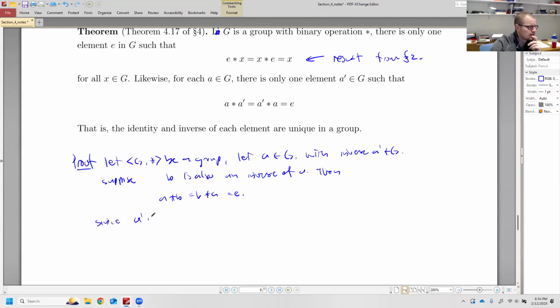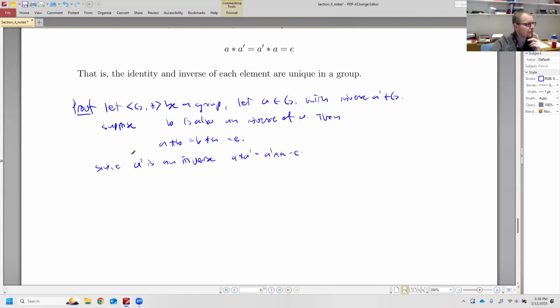Since A prime is an inverse, this is where we do rough drafts and final drafts. I should have written this up here when I specified that A prime is an inverse. But since A prime is an inverse, we also have that A star A prime is equal to A prime star A, which is also equal to E. Then, right, I can just use this guy and that guy. They're both equal to E, so by transitivity of the equality, we have B star A is equal to A prime star A.